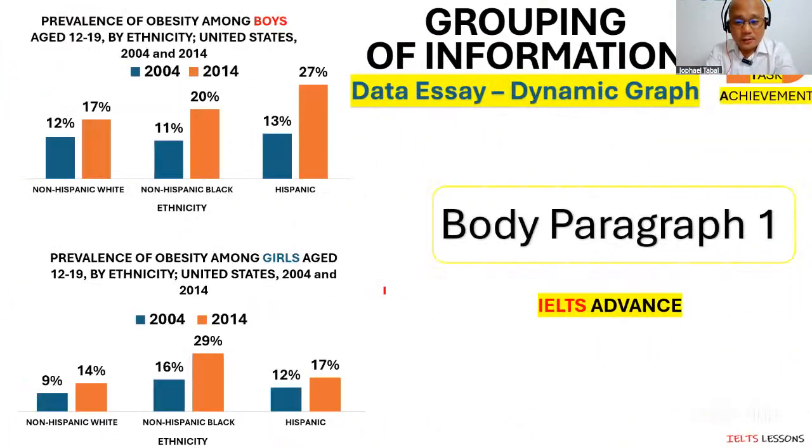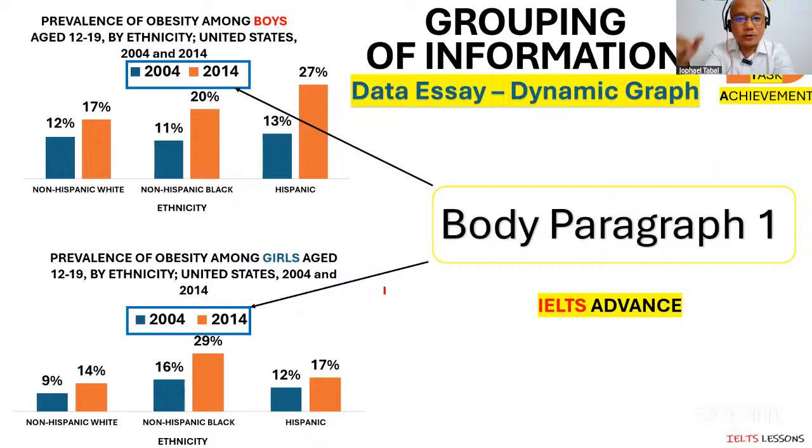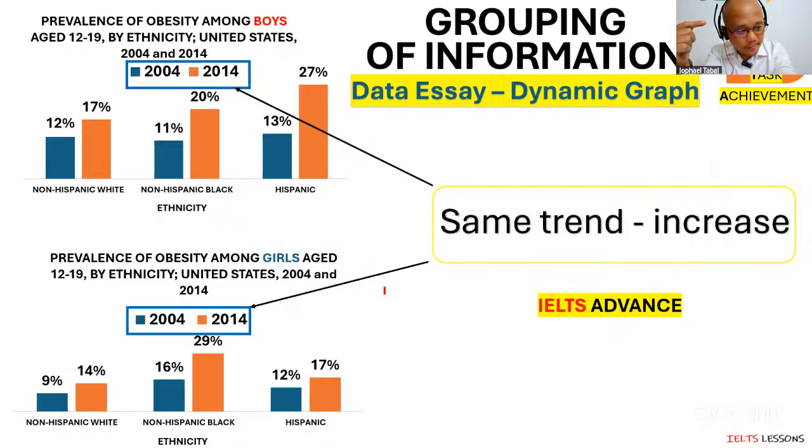However, when we upgrade our skill in grouping the information, we shouldn't group them top to bottom, all right? Instead, just like what we have learned a while ago, we have to identify the same trend, same trend or same pattern. So as you can see here, the same trend in this type of data essay is that it shows an increase of obesity rate for both boys and girls in different ethnic groups.